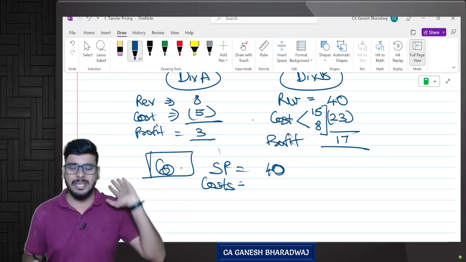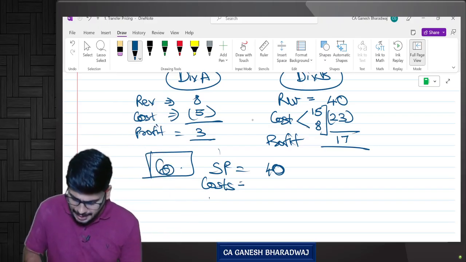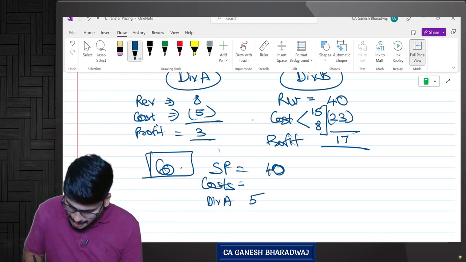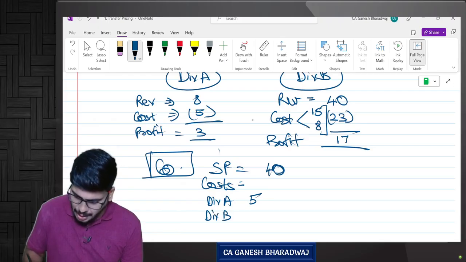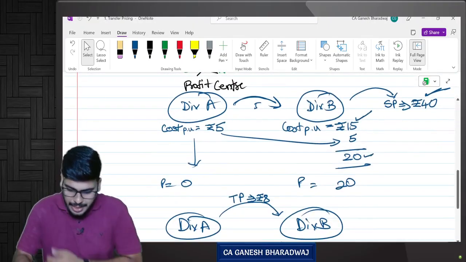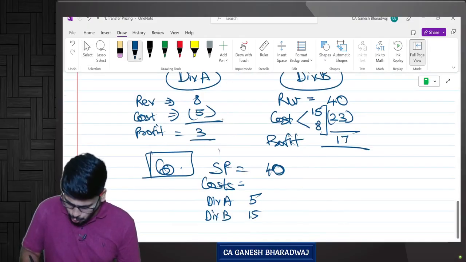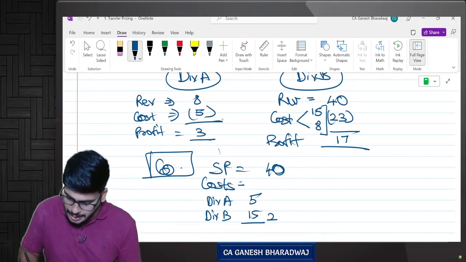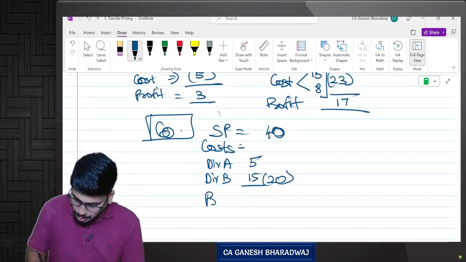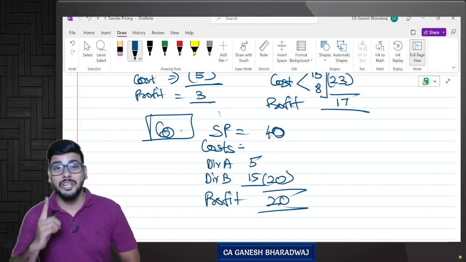What are all the total costs that are incurred? Forget the transfer price concept and all. What are all the total costs incurred by me? In division A, I incur 5 rupees, and in division B, I incur 15 rupees. Correct? That is what we saw. So totally from the viewpoint of the company, they incur a total cost of 20. So from the viewpoint of the company, the overall profit is how much? The overall profit is 20 rupees.